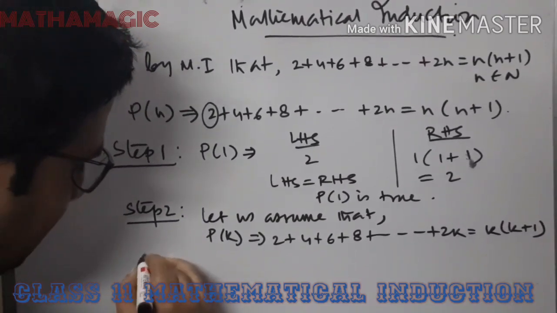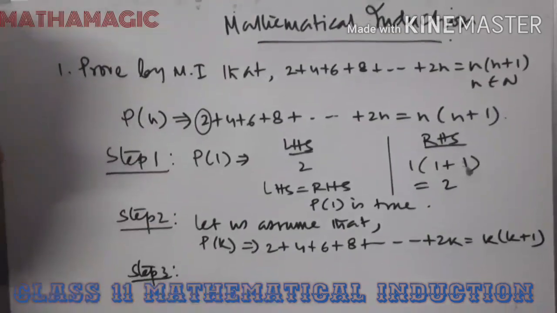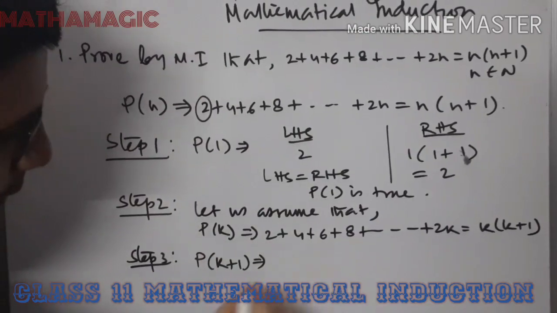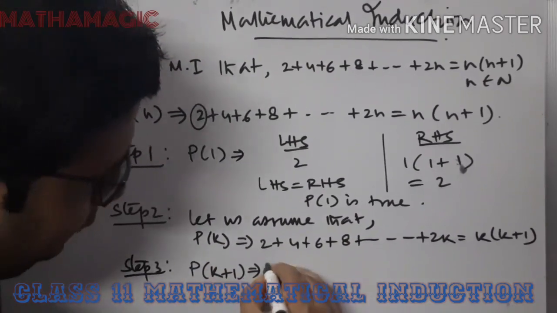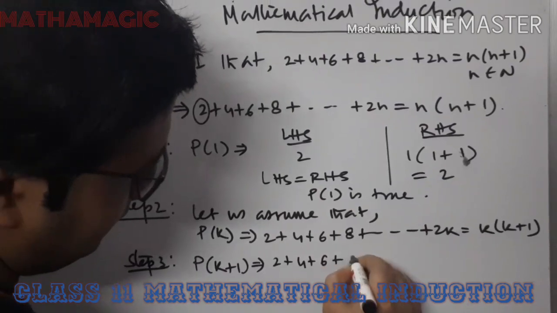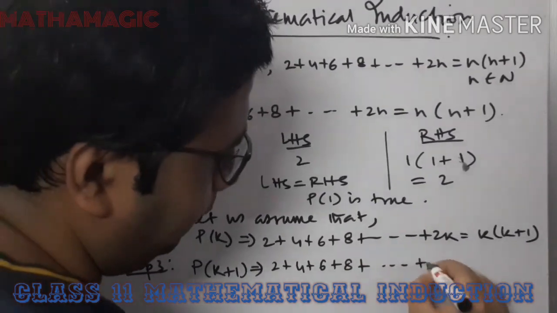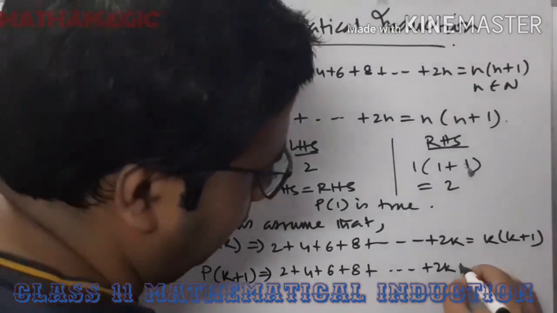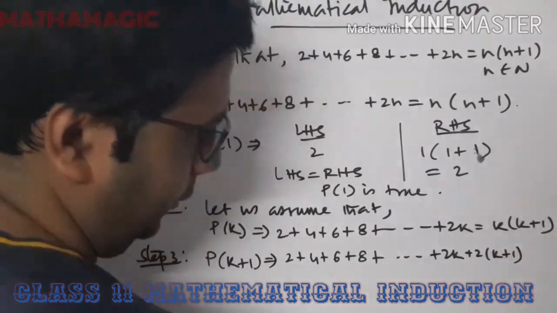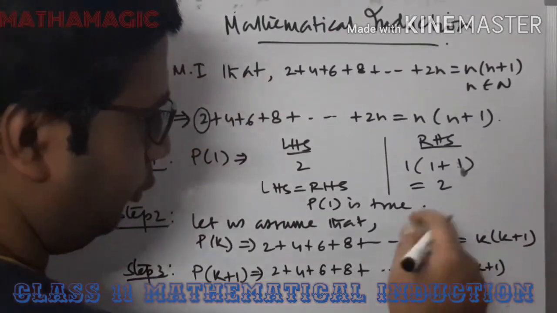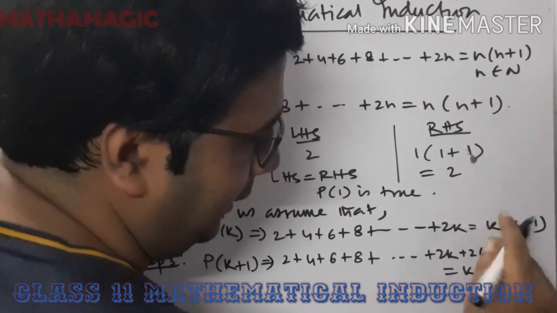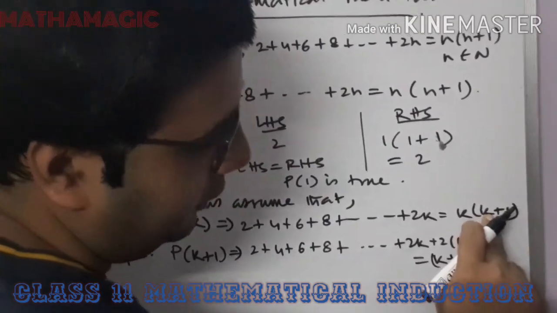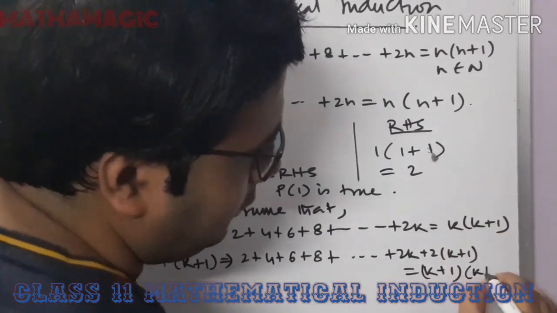Now the most important step, that is step 3 for generalization. So P of k plus 1, we have to prove this one: 2 plus 4 plus 6 plus 8 up to 2k, and what will be the next term after 2k? That will be 2 into k plus 1. Now in place of k, we are just putting k plus 1. So k will become k plus 1, and in place of k plus 1, if we put k plus 1, it will become k plus 1 plus 1. So it will be k plus 2.